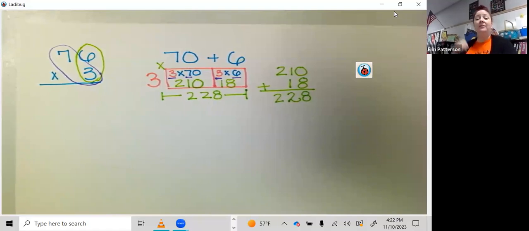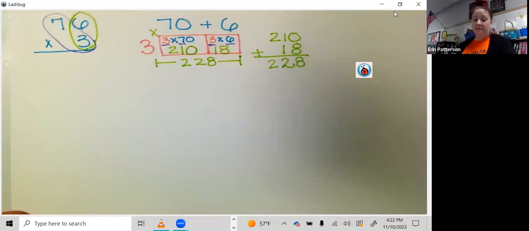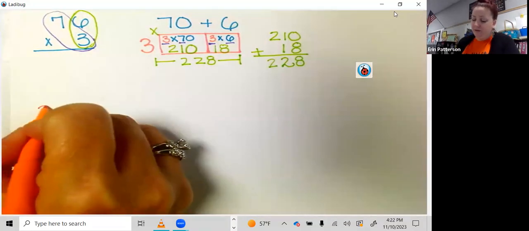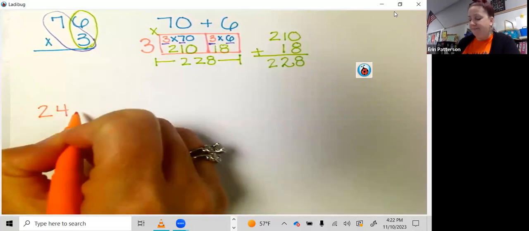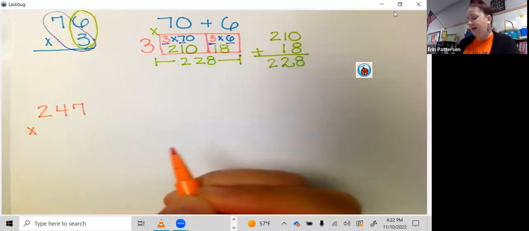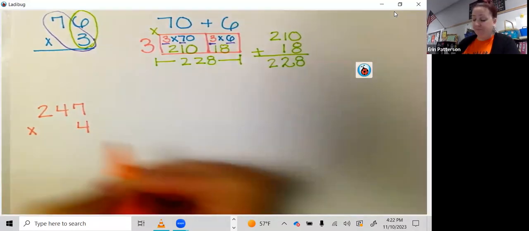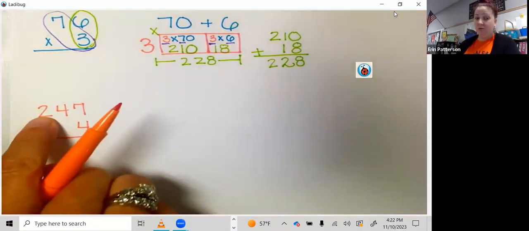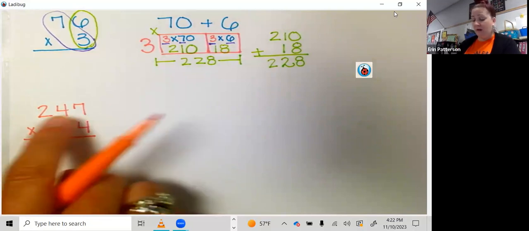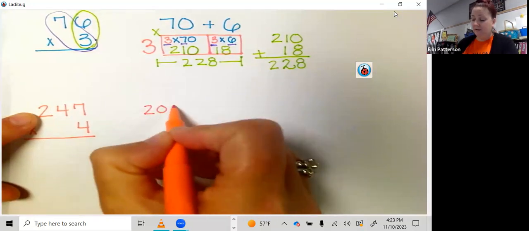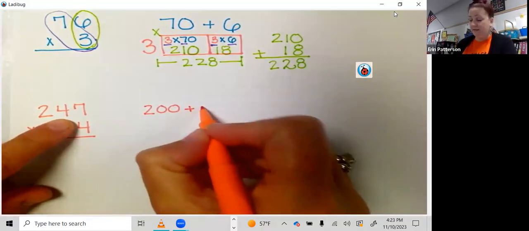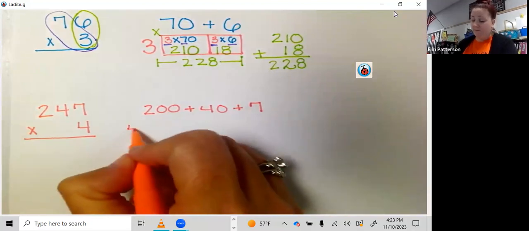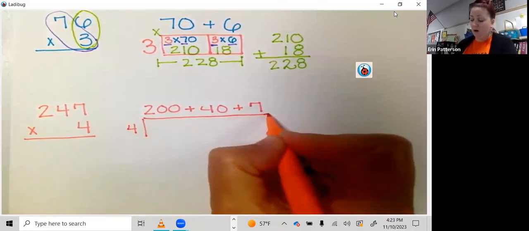Okay, let's try another one that's a 1 digit. Let's do a 1 digit by a 3 digit now to get that practice. Let's do 247 times 4. Just like we did above, we're going to break apart 247 into their value. I see 2 hundreds, 4 tens, and 7 ones by a 1 digit number, and it is 4.